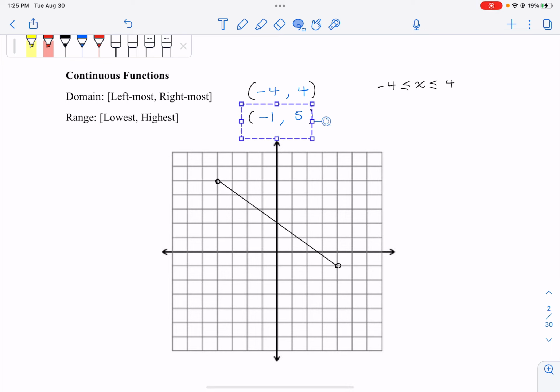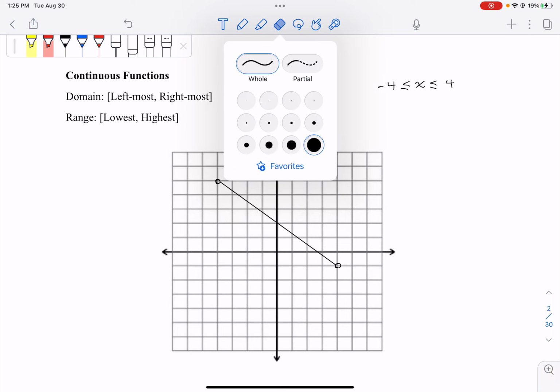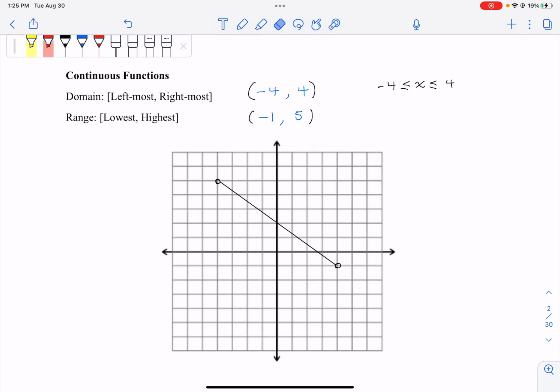That's our domain. But if we look at our range, very similar. Sorry, I apologize. It doesn't actually hit the 4, so it's less than 4. And yeah, -4 is less than x, which is less than 4, because it doesn't actually hit the 4. So that's our domain. If we look at our range from -1 to 5, once again, it doesn't actually hit -1 or 5, so -1 is less than y, which is less than 5.